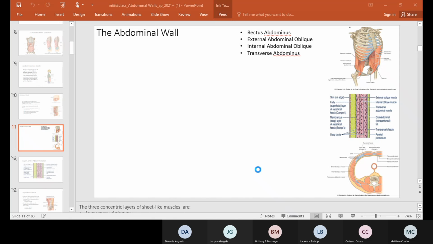Okay? So transverse abdominis stabilizes the lumbar spine because of its attachment through the thoracolumbar fascia. It also increases intra-abdominal pressure. That's why we use it as, quote, a core muscle. Internal abdominal oblique, innervated unilaterally, gives same side rotation, same side bending. External abdominal oblique, same side bending, opposite side rotation.